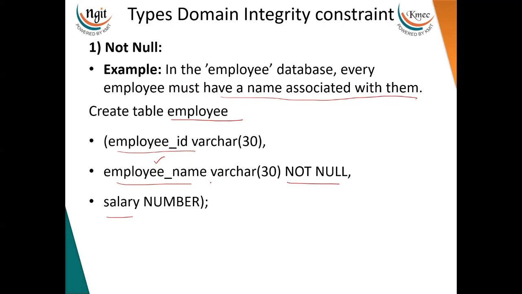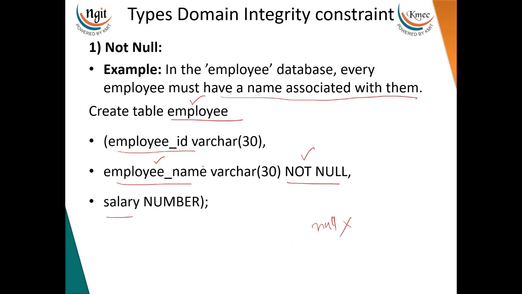The name of the employee must be known. Then only the record of that employee is inserted successfully. If the name of the employee is not known, and you try to put a null value for the employee name attribute, then it is not going to accept, which means the record for the employee will not be created because you are violating the not null constraint.